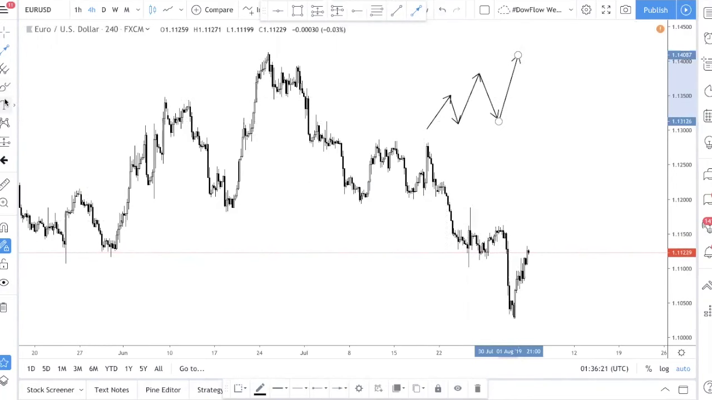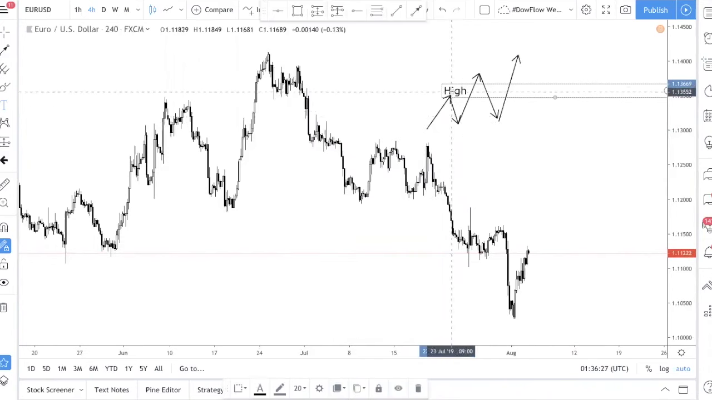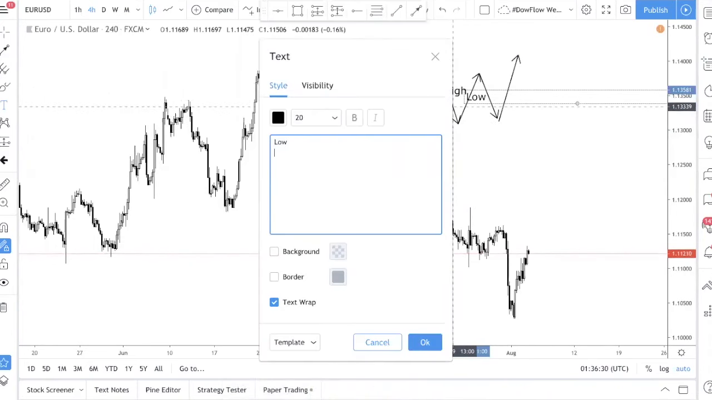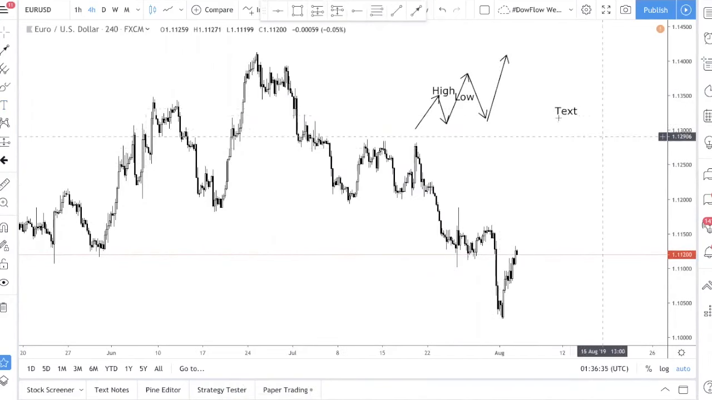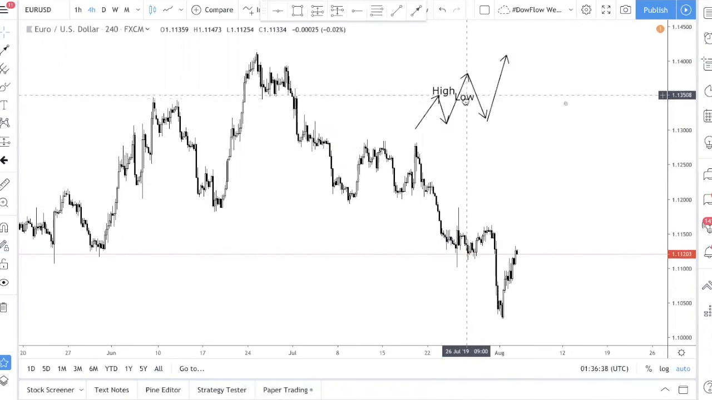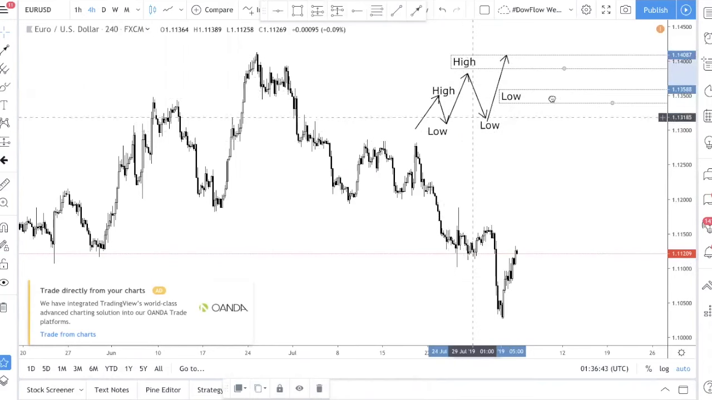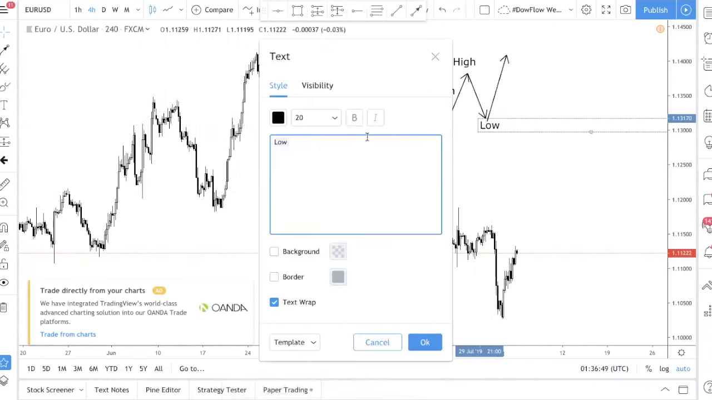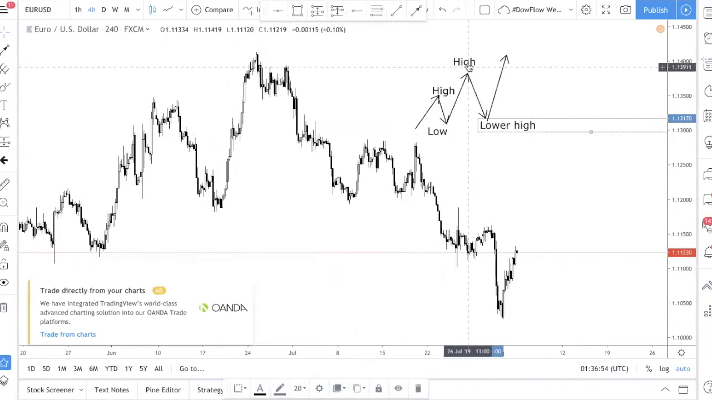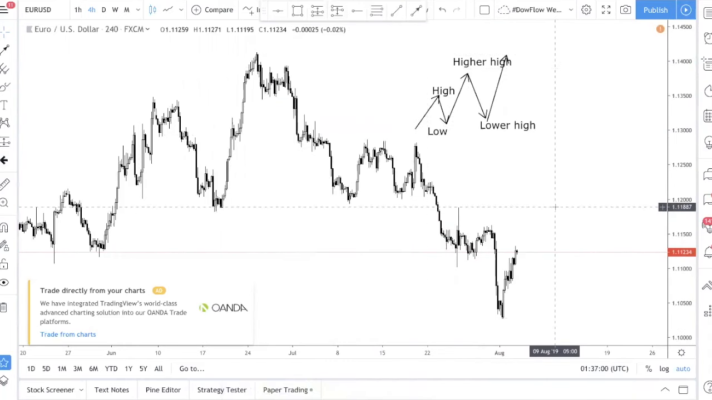Okay, so the definition of a trend goes like this. You have a high, right? And you have a low. And then you have another low, you have another high. So this is a lower high, and this is a higher high, right? So this is the definition of a trend.